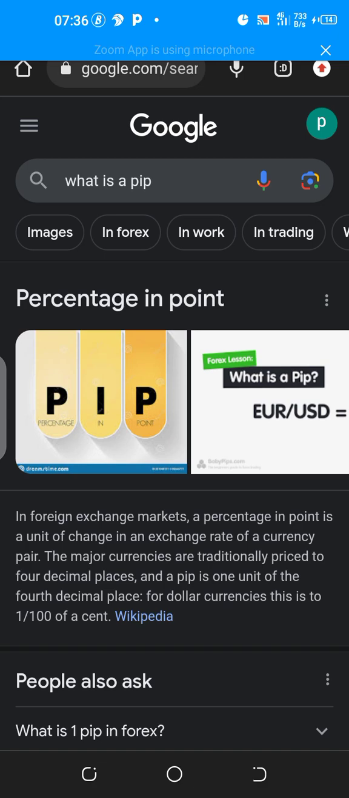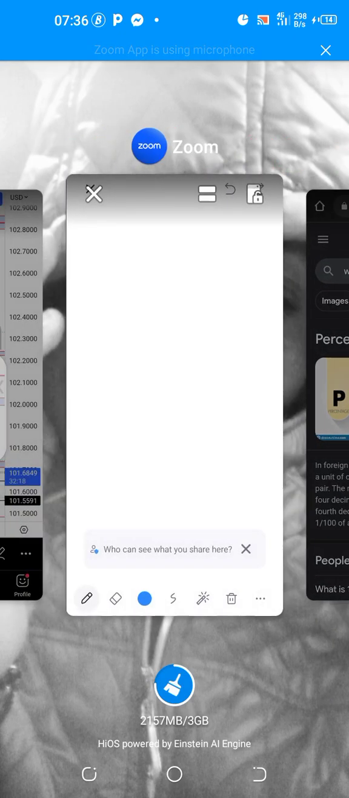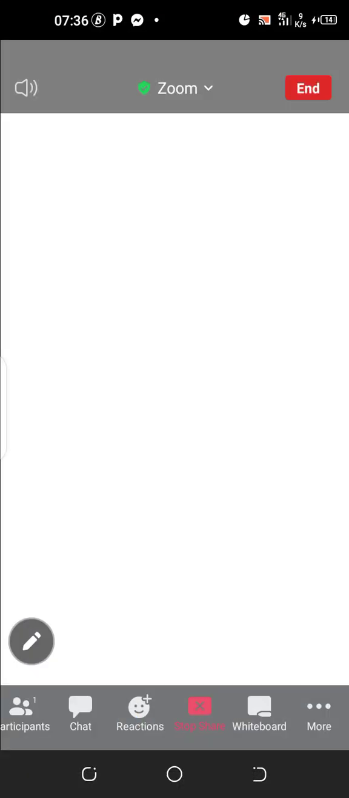But this is not where it stops. Let me show you something. There are ways you convert pips into money, but that's basically when we discuss lot sizes.